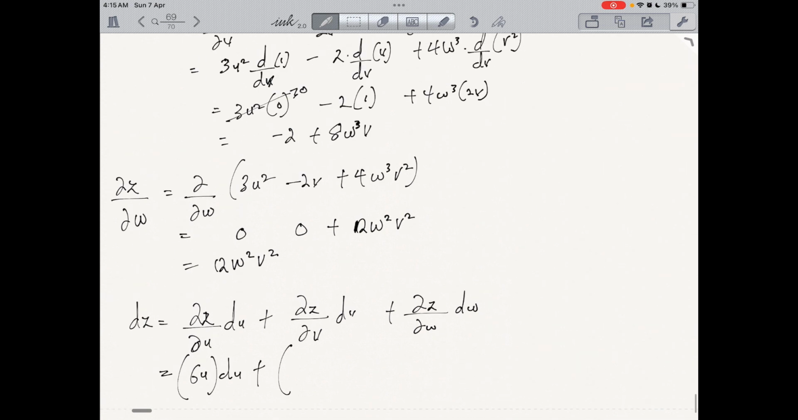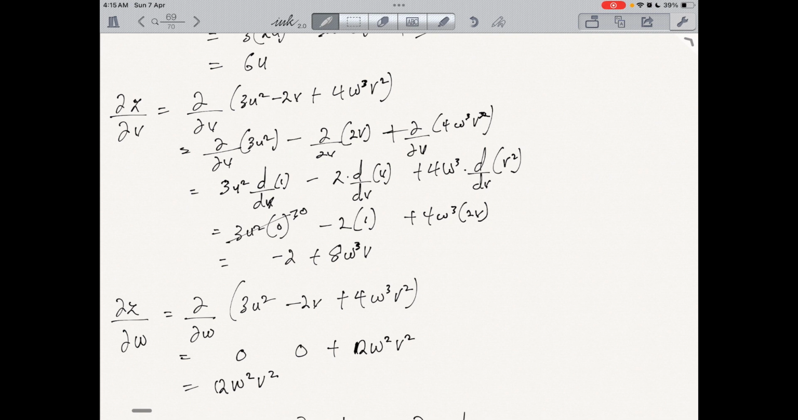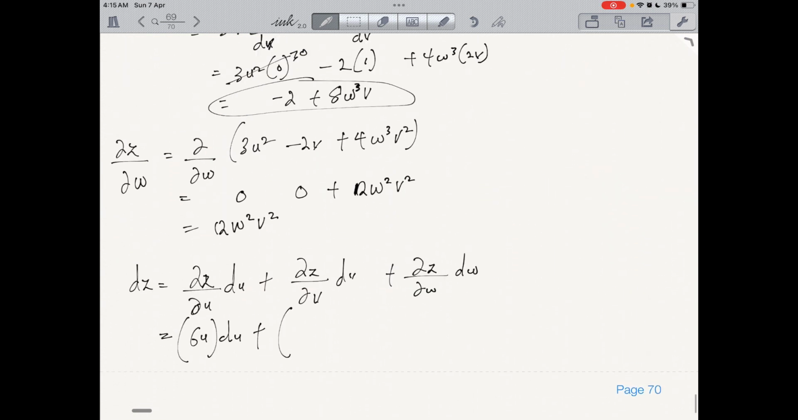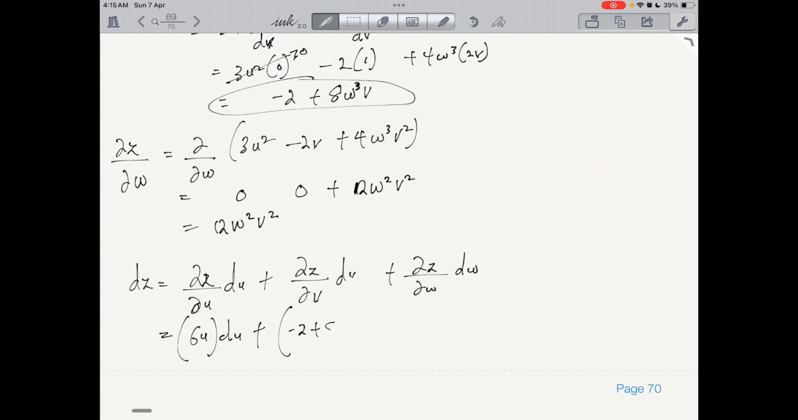dz/dv is minus 2 plus 8w cubed v multiplied by dv, and dz/dw is 12w squared v squared multiplied by dw. In our next video, we'll be looking at another example on total differential.